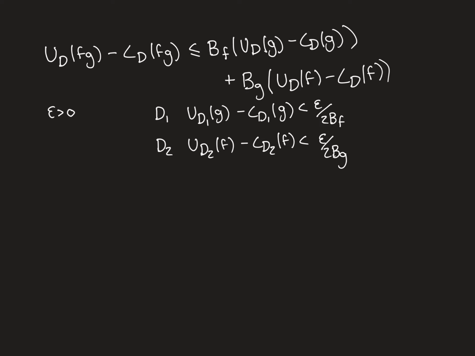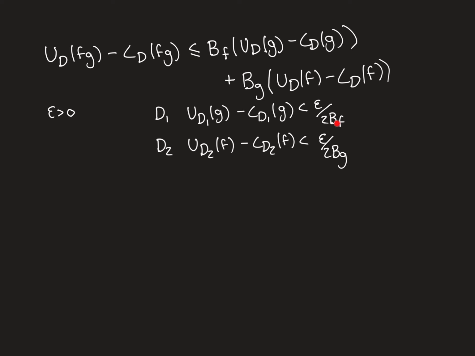So what we can now do is apply the Riemann integrability criterion for the function g and the function f. So I know that there will exist a dissection, which I'll call d1, of the interval ab such that the difference between the upper and lower sums for the function g using that dissection d1 is less than, and I'm not going to use epsilon directly, instead I'm going to use epsilon divided by 2 times bf.